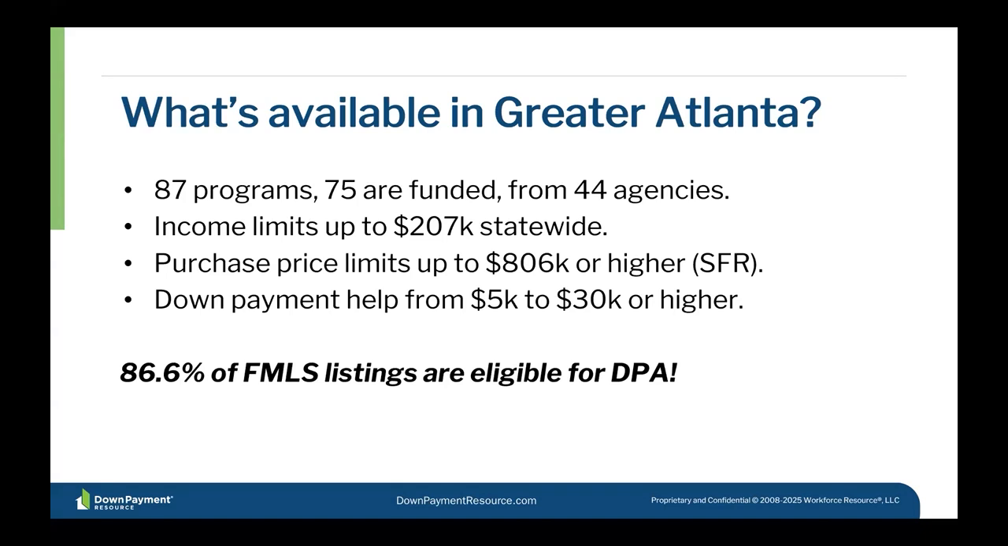And when we offer to eligible listings, it is good to keep in mind that both the property and the buyer must qualify for DPA. And to determine that eligibility, we look at property location and sales price, and then compare that to the coverage areas and sales price limits for programs in your market. Currently, 86.6% of the FMLS listings are eligible for DPA, and that is such a huge volume of your for sale inventory.